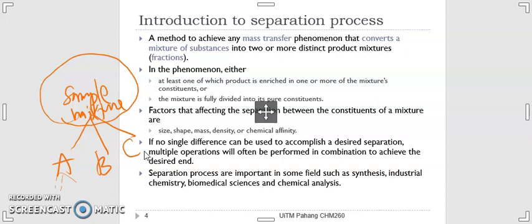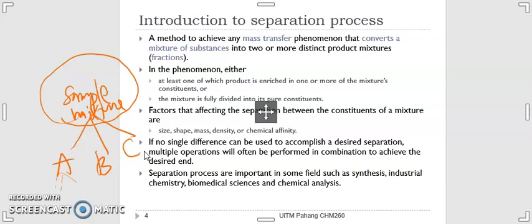Okay, and how to separate all this? Dia mesti ada perbezaan. A, B, C needs to have difference in something, so that kita boleh pisah-pisahkan dia. Kalau dia semua sama, impossible lah kita boleh pisahkan dia. Tapi kalau semua sama, dia dah tak jadi benda lain lah. It is the same thing. Okay, so in this phenomenon, at least one of this product is enriched in one or more of the mixture constituents, or the mixture is fully divided into its pure constituents.